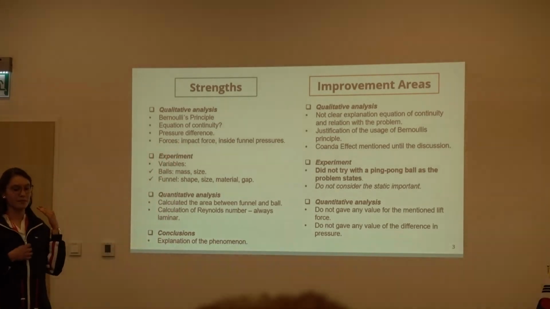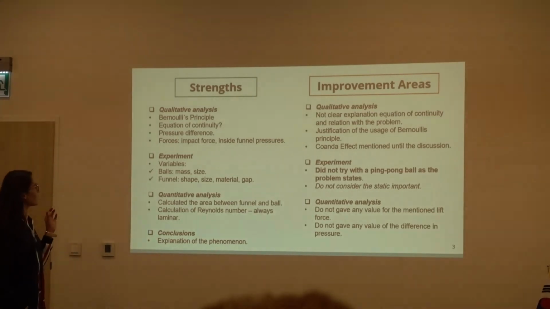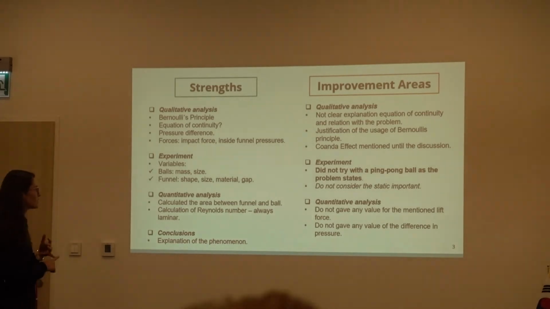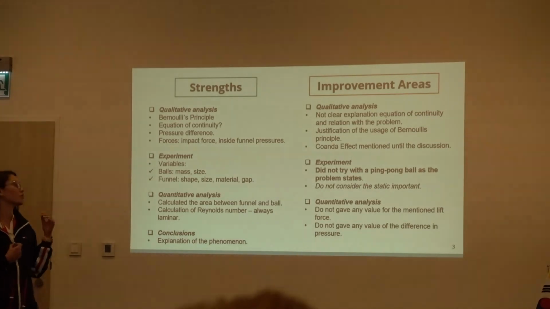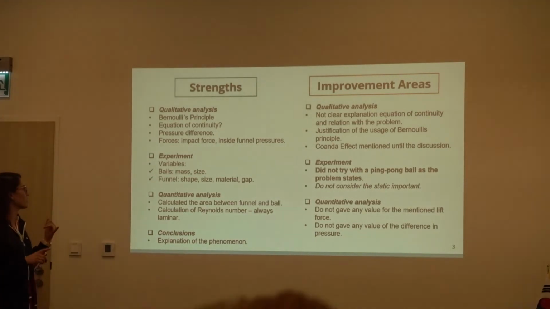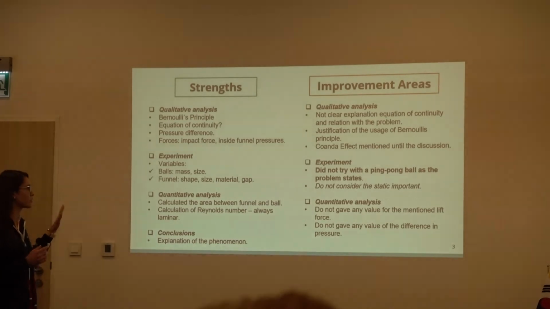They didn't make a clear effect on the phenomenon. And the pressure difference, which I agree with, and the forces, the impact force and the inside funnel pressures, but they couldn't give any value of those. In the experiment, the variables were in the ball, the mass and the size, then in the funnel, the shape, the size, the material, the gap. So I think that they were all covered.